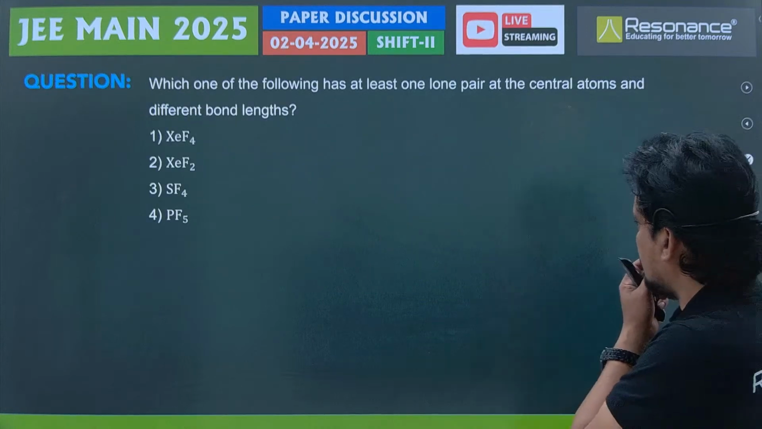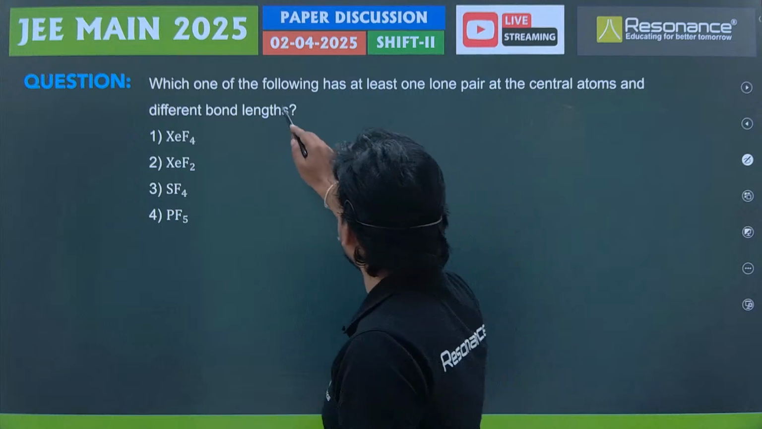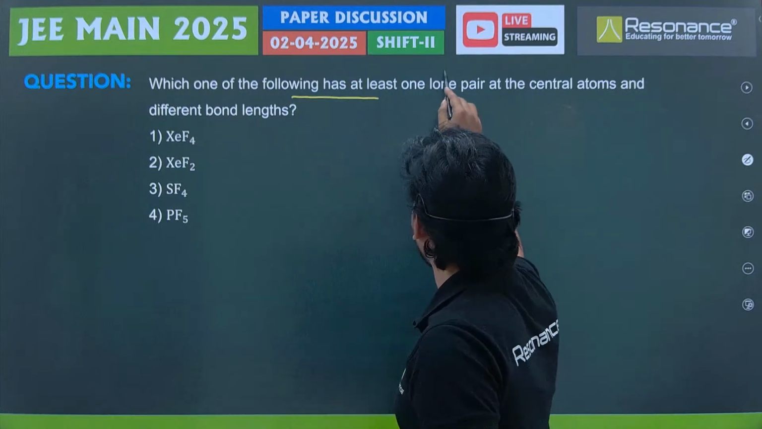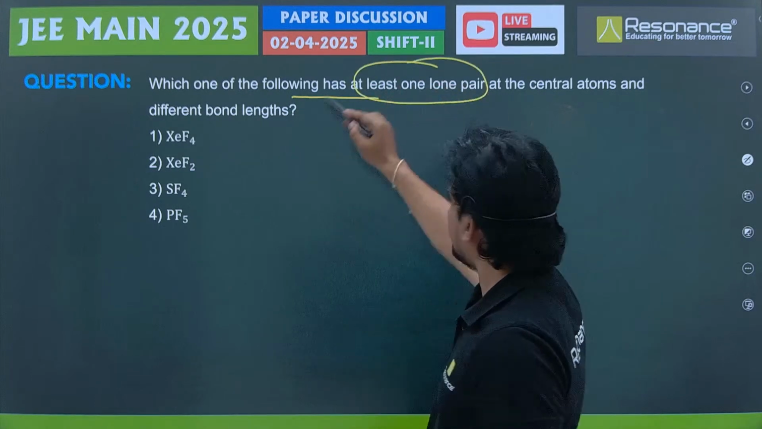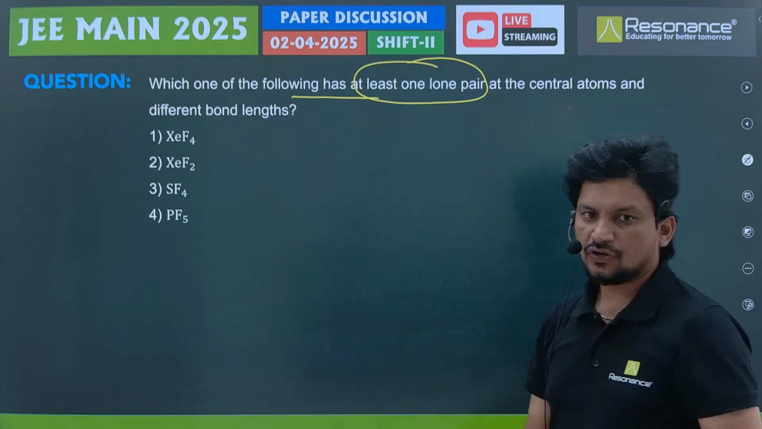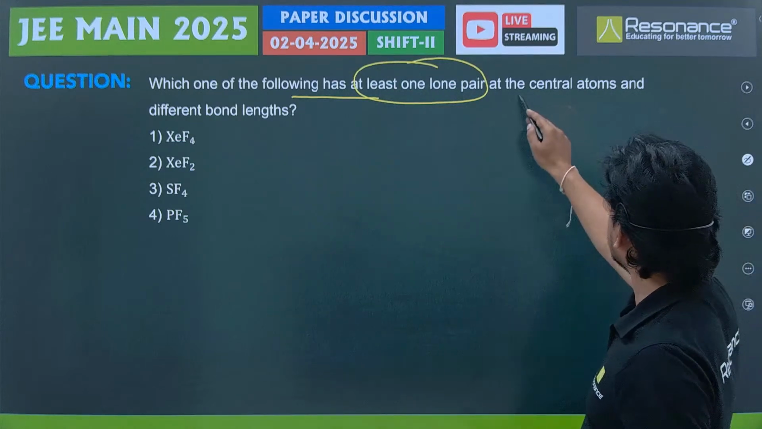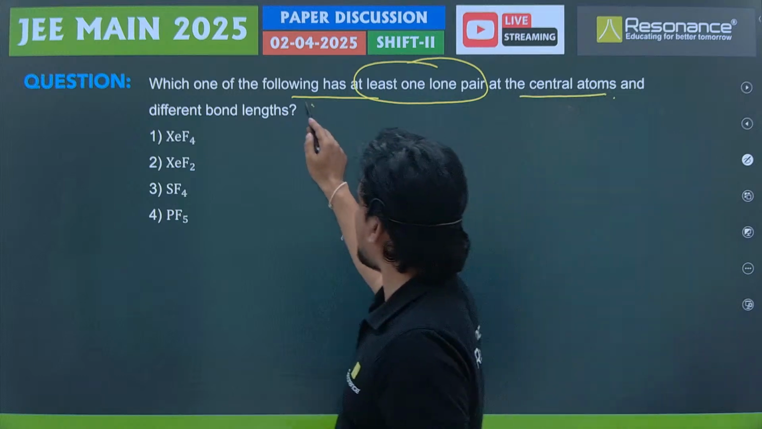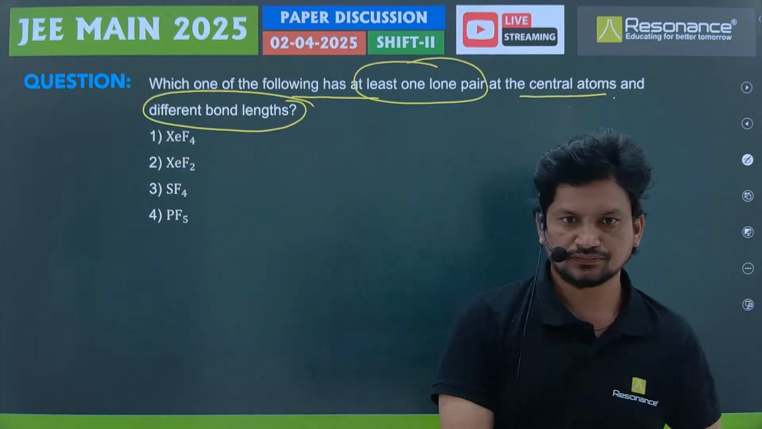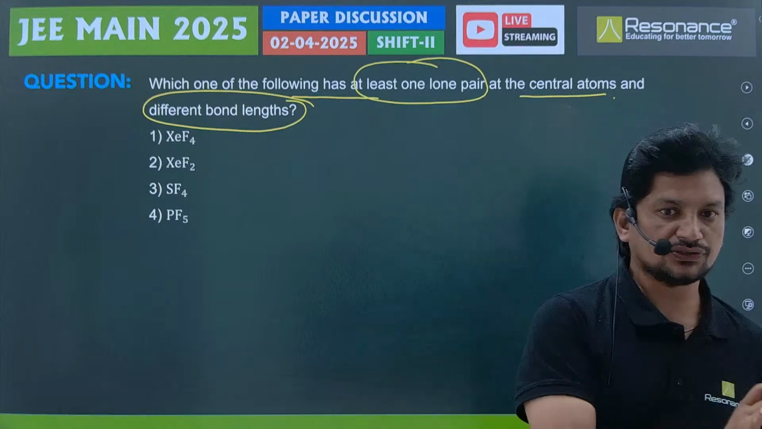Which one of the following has at least one lone pair? You should note it. It should have at least one lone pair at the central atom and different bond lengths. Bond length should be different. And it should have at least one lone pair.